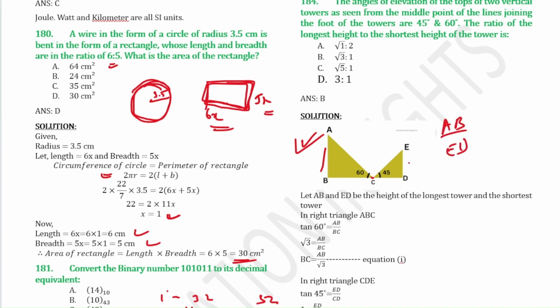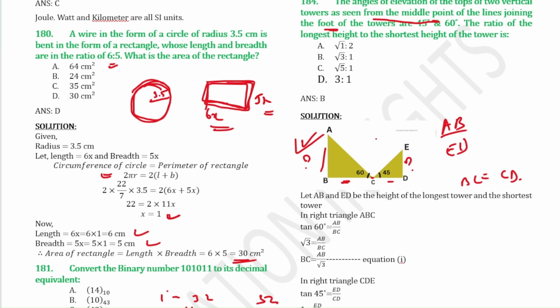So firstly, we have to find the value of this, and then this distance is equal. This distance is equal to this one. BC is equal to CD. Why? Because the angles of elevation is seen from the middle point of the line joining the foot of the tower. Now we're considering this one as ABC and then this one as CDE.